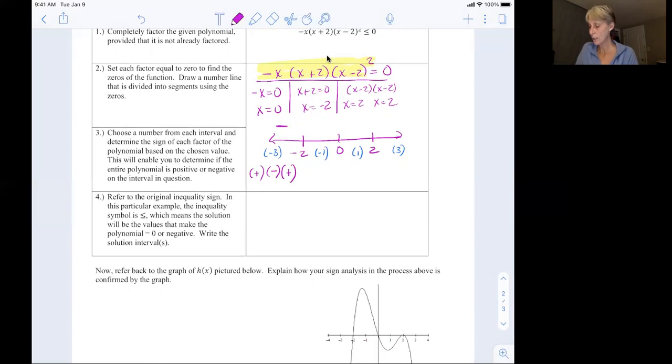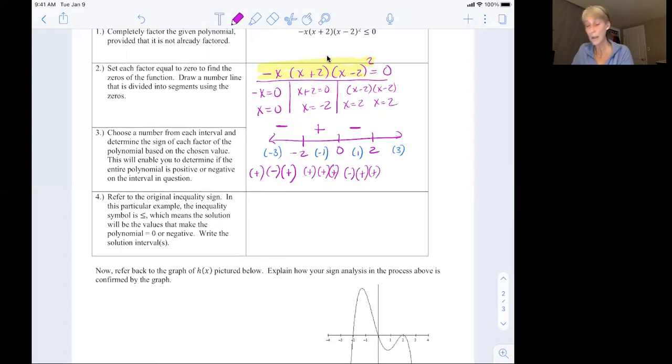When I test negative 1, again, negative, negative 1 is positive. Negative 1 plus 2 is positive. Negative 1 minus 2 squared is going to also be positive. We don't care what number we get. When we square something, it's always positive. In the next section, when I plug in 1, now my term out front, my factor is negative, positive, positive. I'm back to a negative interval.